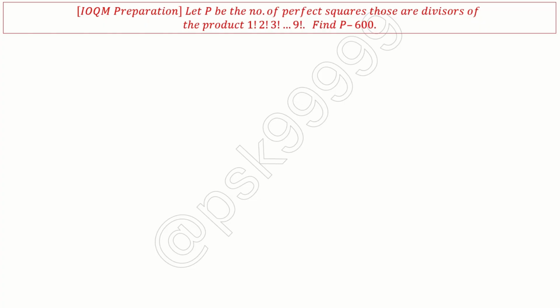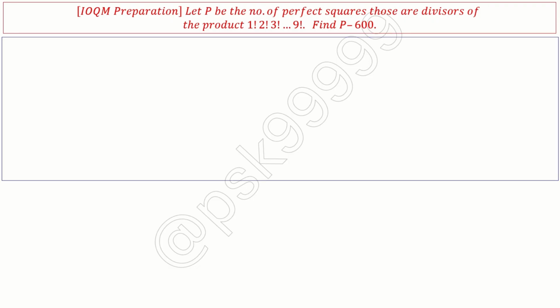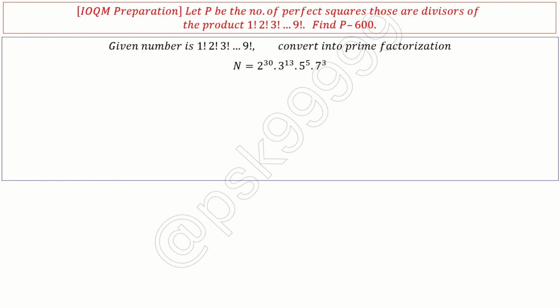So the first thing is the prime factors of 1 factorial, 2 factorial up to 9 factorial. This is nothing but, in terms of prime factorization, 2 to the power of 30 into 3 to the power of 13 into 5 to the power of 5 into 7 to the power of 3.